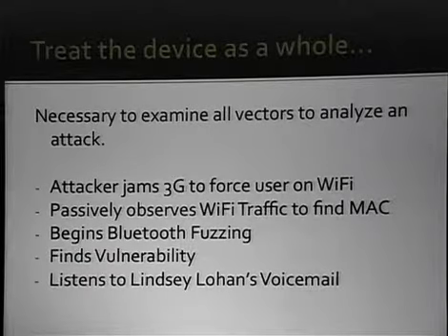Right. As a matter of this, we have to treat everything as the device as a whole. We have to examine all the vectors for the attack. We have to be able to figure out that an attacker is jamming the 3G frequency in order to force us on Wi-Fi. We need to know that the Wi-Fi address has been discovered and Bluetooth fuzzing has begun, and then a vulnerability has been discovered. And we need to be able to correlate all those events together.